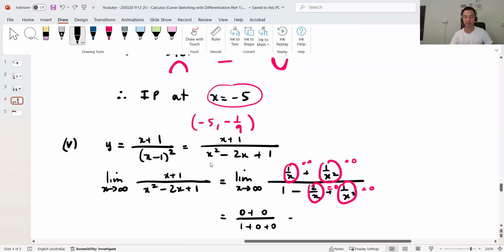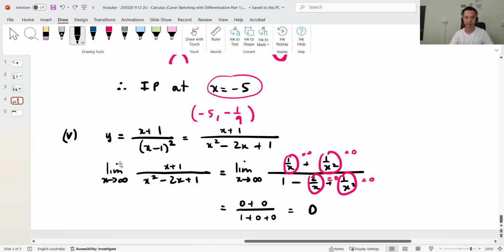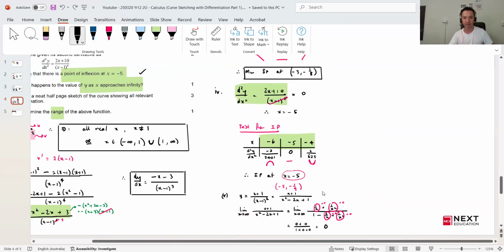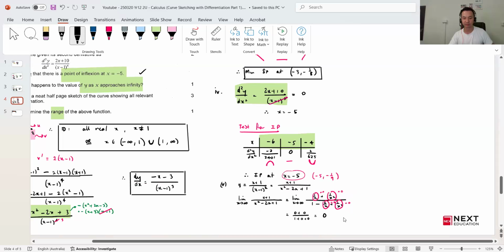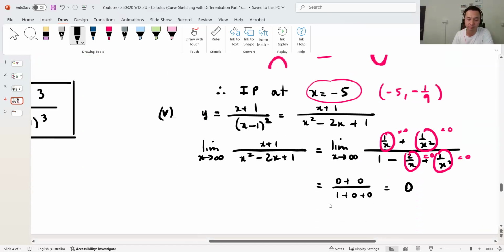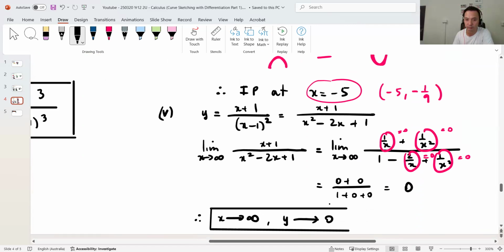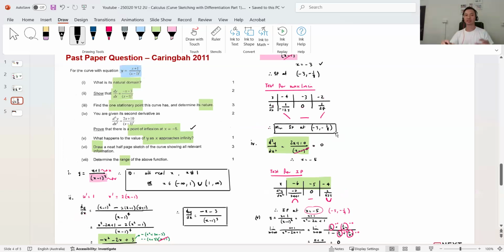Do I have space? No, I don't. Oh, damn it. I won't write this here, just right here. I just need one more line to write a conclusion. Okay, perfect. I'm going to write, therefore, when x goes to infinity, y goes to 0. My answer. I'm getting all this information because it's all building up to part 6, which is a sketch.